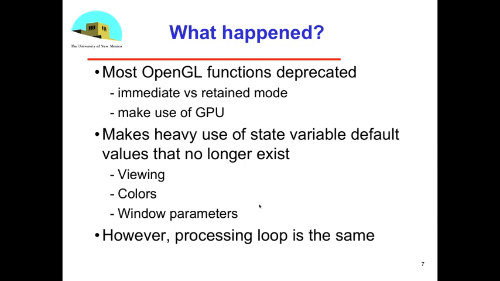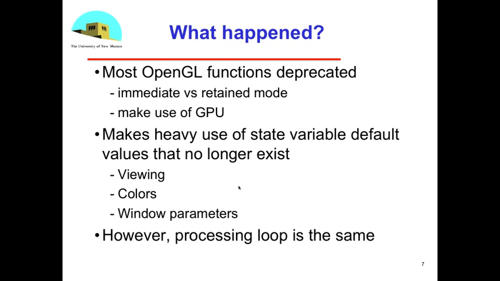Well, what happened? These functions were deprecated, and we're no longer going to be able to say, I'm going to rely on a bunch of default values for the colors. We didn't say anything about what the values actually mean for viewing and for the window. They're not there anymore. We're going to have to specify everything there. However, the basic function of using an event loop to process is still the same.